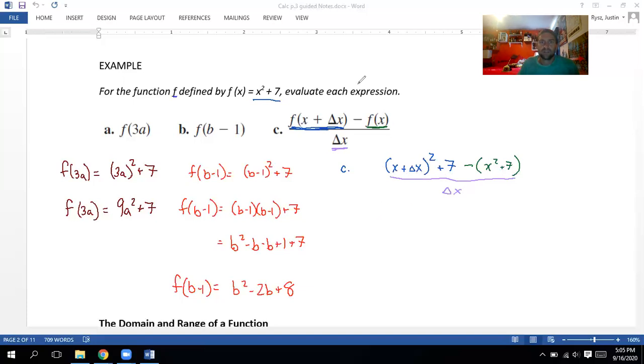Okay, so what we're gonna do is work on simplifying this and making it better. So what is this? Well, it's squared, so I'm gonna write it out twice: x plus delta x times x plus delta x, plus 7. And then on the other side, I can distribute the negative, so minus x squared minus 7. And we still have all of it over delta x.